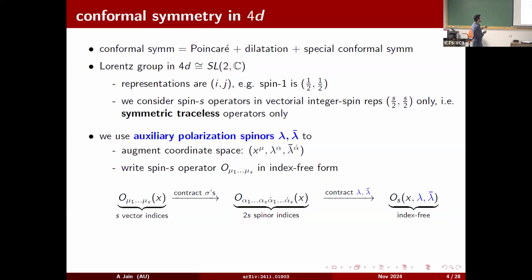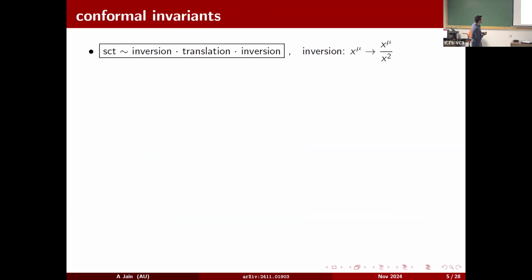Right. So for the symmetric traceless case only, we're going to be working. So how do we construct the conformally invariant structures? Poincare invariance and dilatation or scale symmetry is easy to implement. What's hard to implement is the special conformal symmetry. But what we're going to do is use the special conformal transformation written as a composition of inversion, translation, and inversion. So we can use the properties of inversion to figure out conformally invariant structures. And this is, of course, the form of inversion: x mu is basically 1 over x mu. Written in a covariant form, this is x mu going to x mu over x squared.